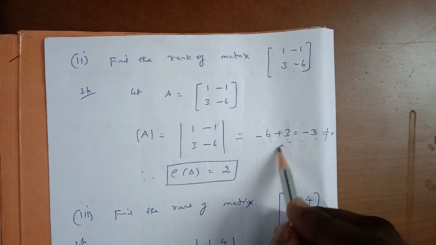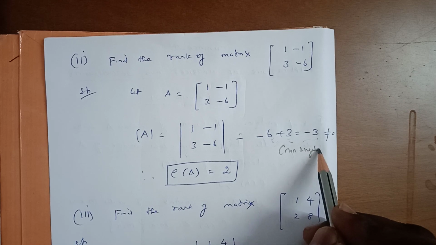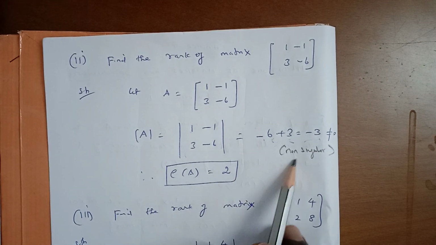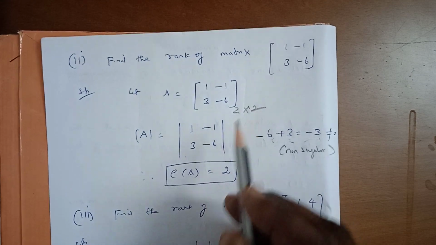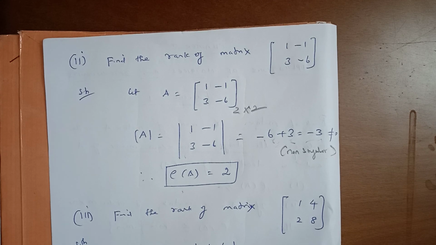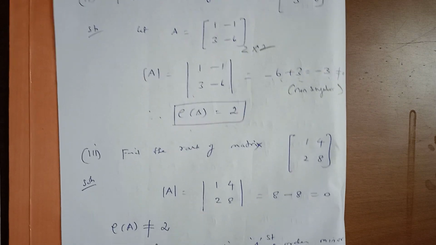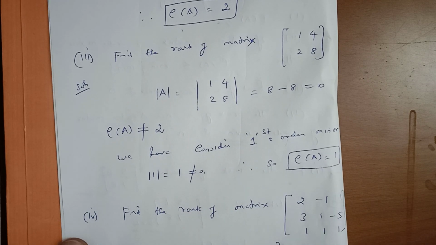Not equal to 0 means non-singular. So the given matrix is non-singular. This is a 2 by 2 matrix, so the rank value is 2. When the determinant is not equal to 0, the rank is 2. Third sum. Find the rank of the matrix 1, 4, 2, 8.